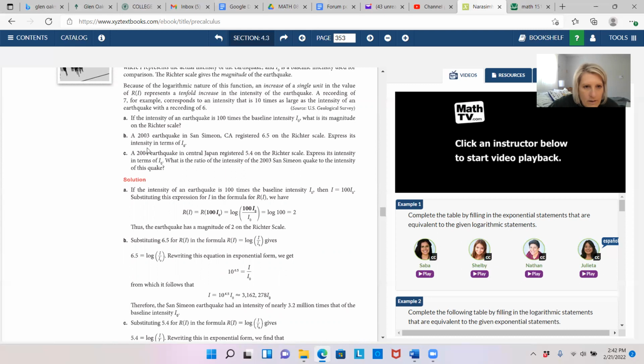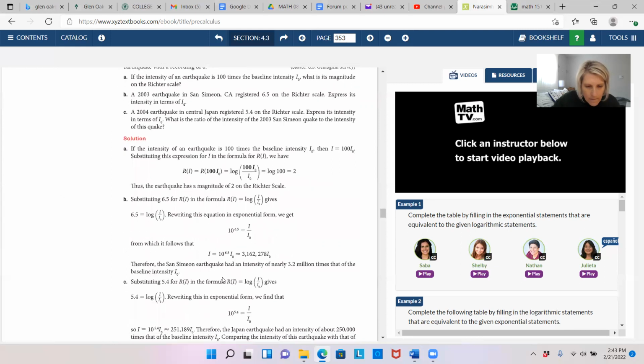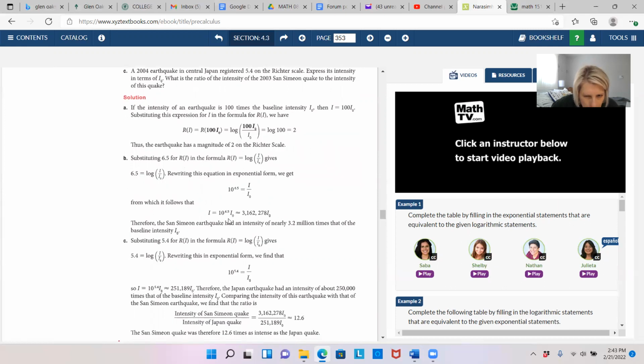And then B says, a 2003 earthquake in San Simeon, California registered 6.5 on the Richter scale. Express its intensity in terms of I0. So we know that the Richter scale is 6.5. And we don't know what I0 is, but it's the base value. And so we know base 10 to the 6.5 equals this ratio. And so we know that I equals 10 to the 6.5 times the initial intensity.